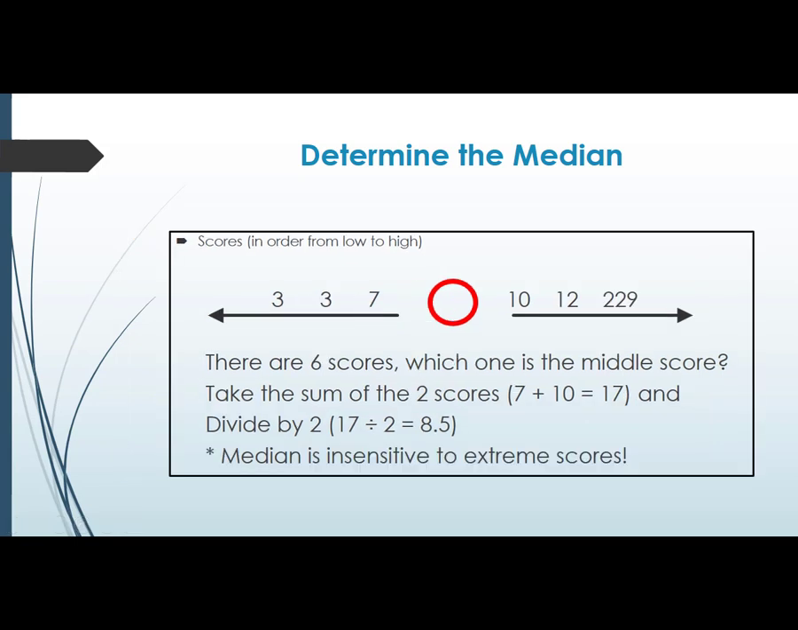Okay. Let's look at this one. So you got 6 scores again. If you notice, instead of having 15 here, you have 229. There's still 6 scores. Median remains the same because you're still only looking at that 7 and the 10, so it's still 8.5. So the median is insensitive to extreme scores. So that's why when you have an extreme score like 229 where the next highest is 12, you really want to consider using the median.